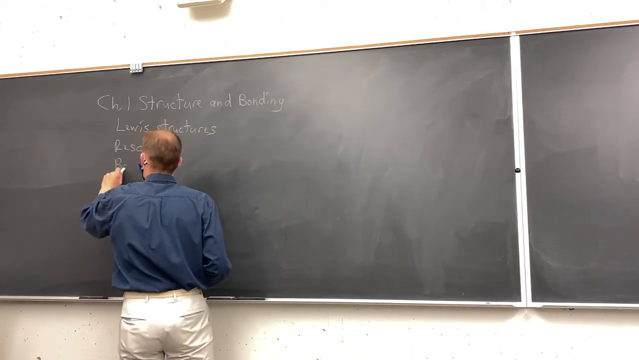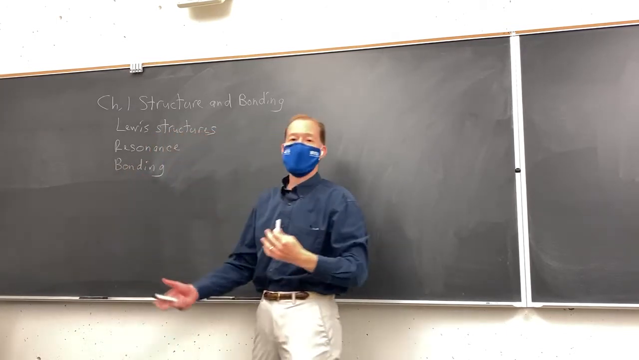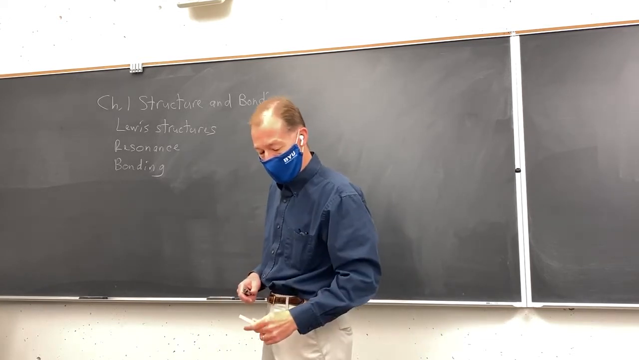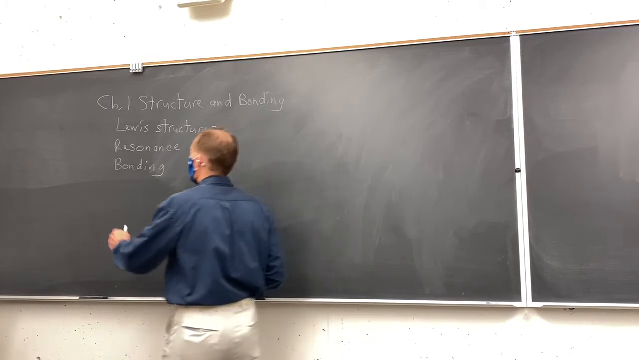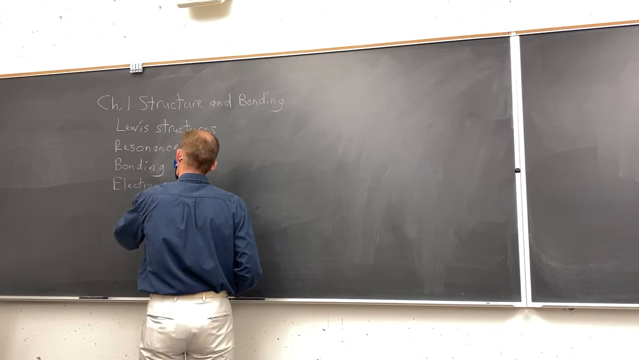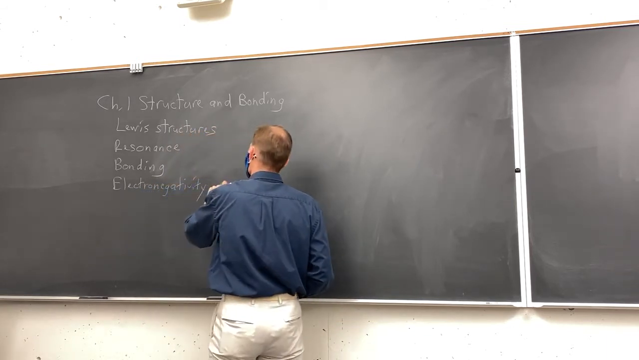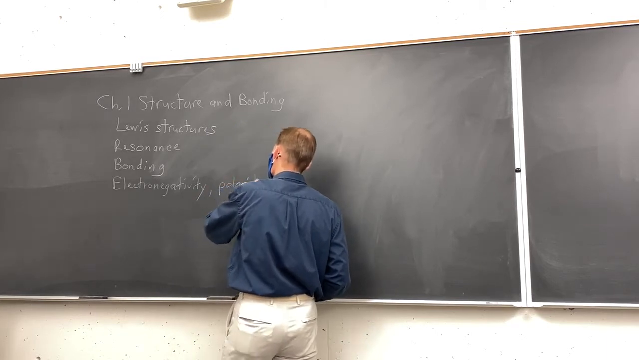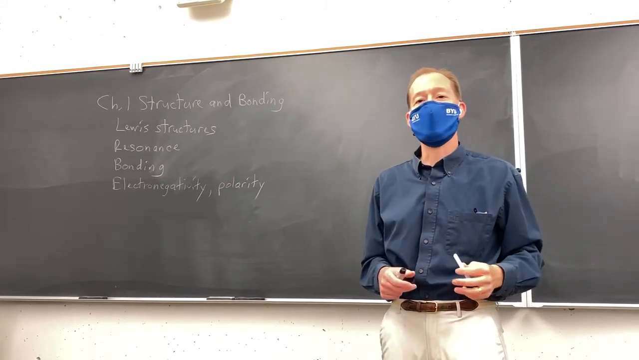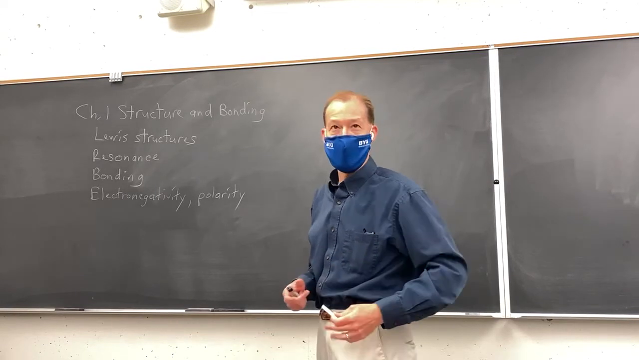And then we had our bonding theories, atomic orbital, molecular orbital, hybridization is a subset of atomic orbital theory. And then we had concepts such as electronegativity and polarity. So since these were topics that were introduced in general chemistry, and we've used all of these topics throughout the semester, then hopefully you don't have to go back and review too much in Chapter 1.